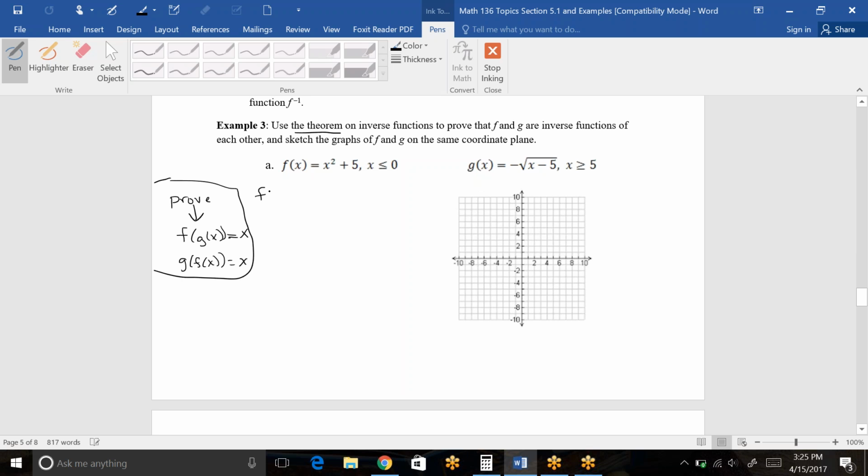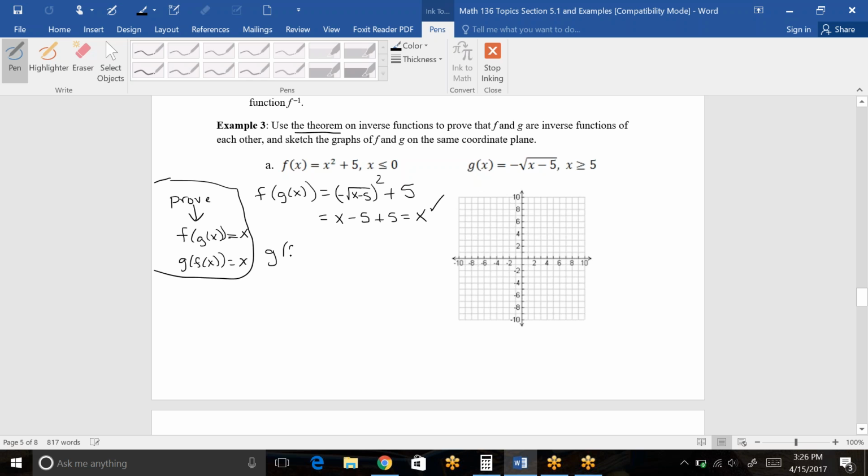So I do f of g of x. F is blank squared plus 5, and g is negative square root of x minus 5. If I square this, you square the negative and it will become positive, and the square root would just be x minus 5. Bring down the plus 5 and notice that the 5's cancel out. So yes, this one does equal x.